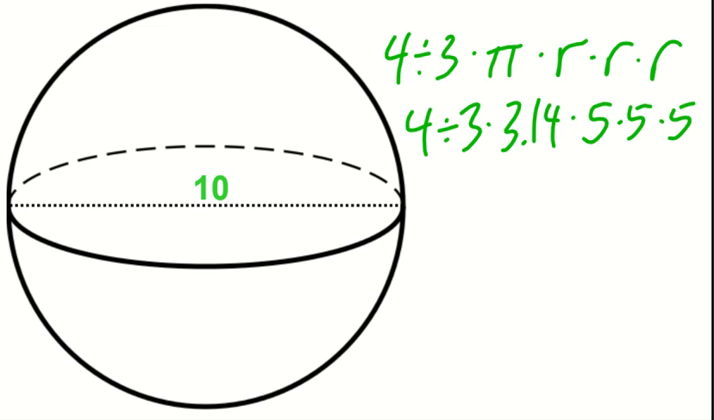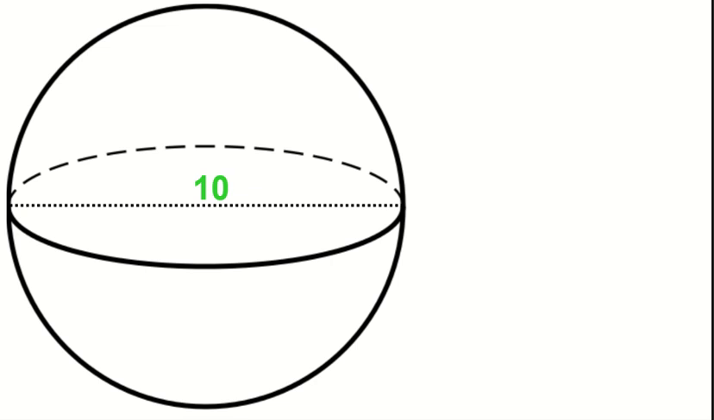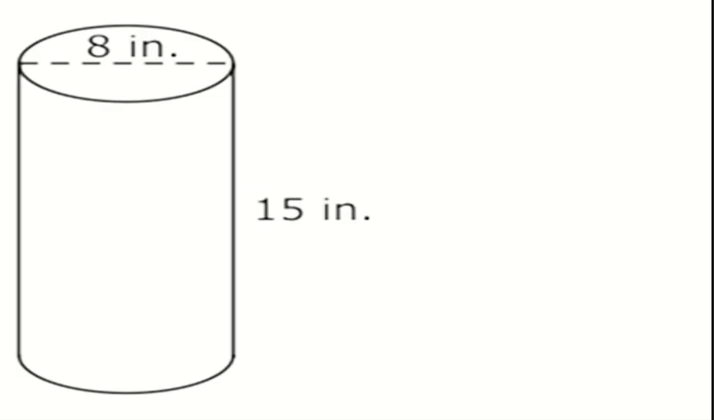So we did a cone. We did a sphere. What's next? Cylinder? Yeah, cylinder. We got 3 shapes, so find the volume of the cylinder.